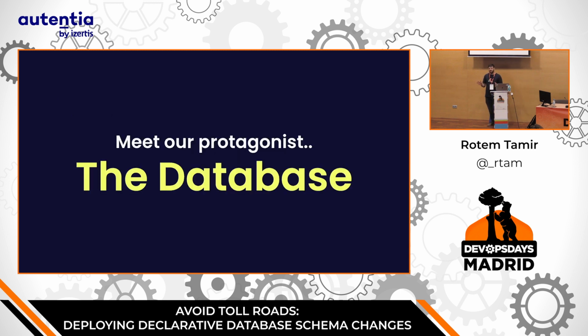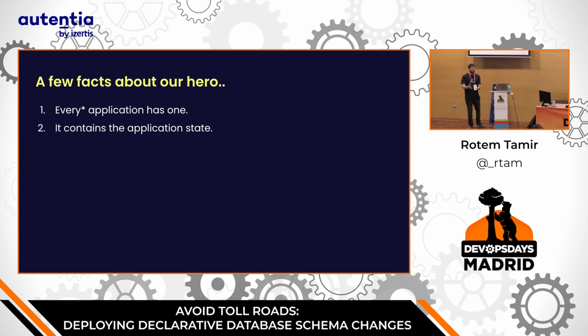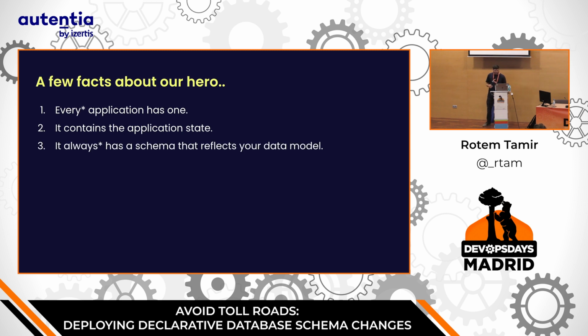So let's start by presenting our hero, our protagonist, which is your database. A few fun facts. Every application has one, or almost every application has one. Your database contains the application state. Your application is usually a binary or a Docker container that is stateless. It is replaced when you scale up or down and when you change versions, but not your database. Your database is the stateful component that maintains your application state.